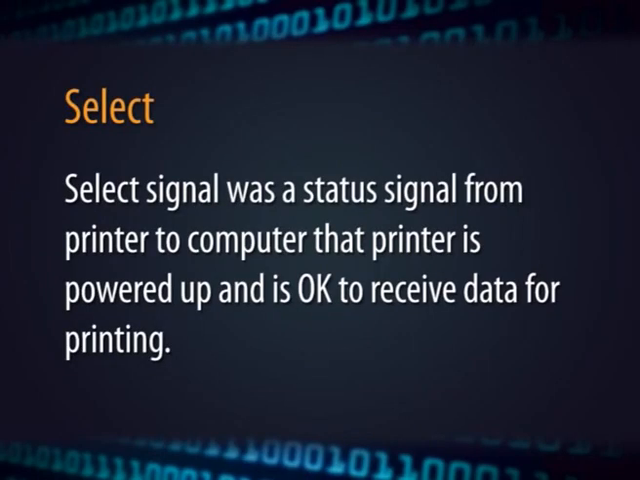Busy signal was monitored by computer and when found true, the computer would wait for it to become false. This could ensure that a very high speed computer could work with a very low speed printer reliably without any loss of data. Select signal was a status signal from printer to computer that printer is powered up and is OK to receive data for printing.